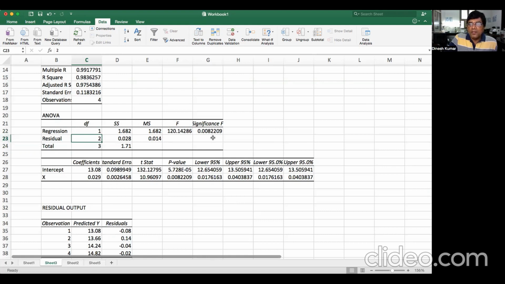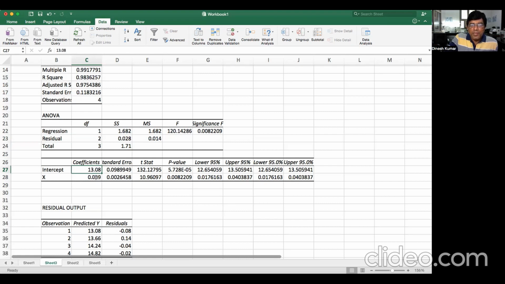Multiply by 100, you will get 0.822%. It means it is significant at 0.822% or a higher level of significance, but non-significant at levels lower than this. So you can see the intercept is A, 13.08. This is the value of A.